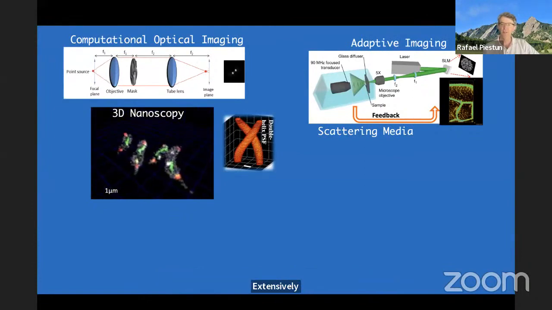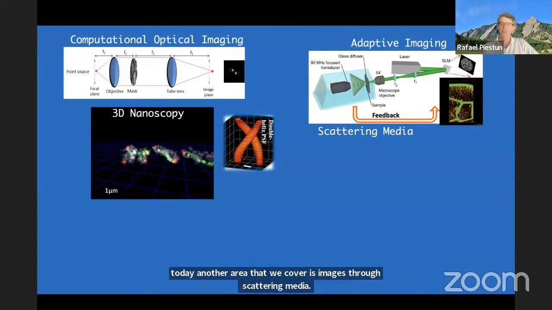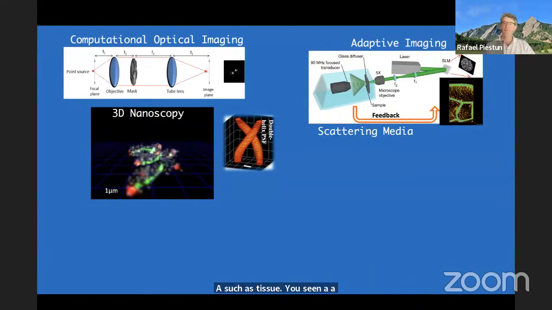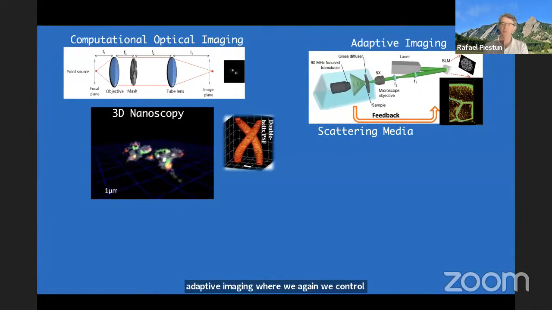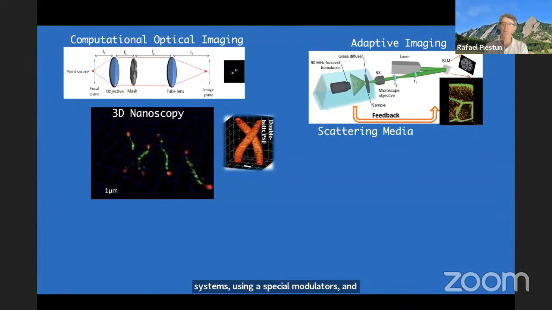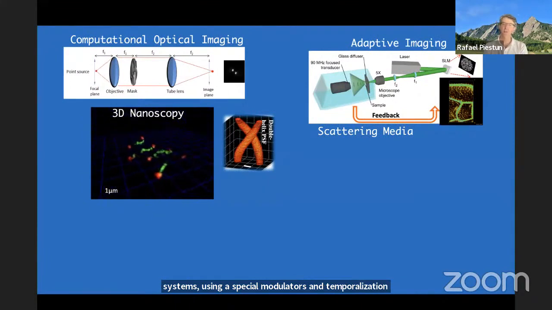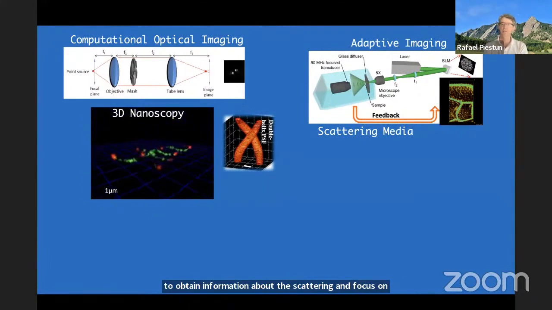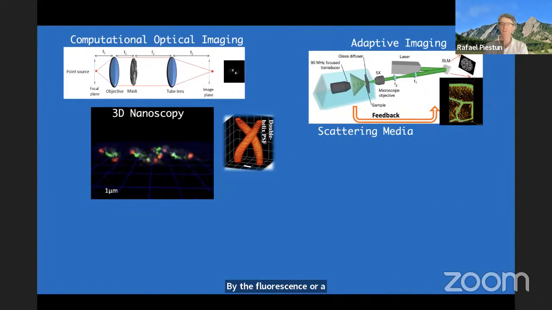through scattering media, such as tissue, using techniques that we call adaptive imaging, where we control the systems using spatial modulators and temporal modulation to obtain information about the scattering and focus an image through scattering media, and sometimes aided by the fluorescence or photoacoustic effects.